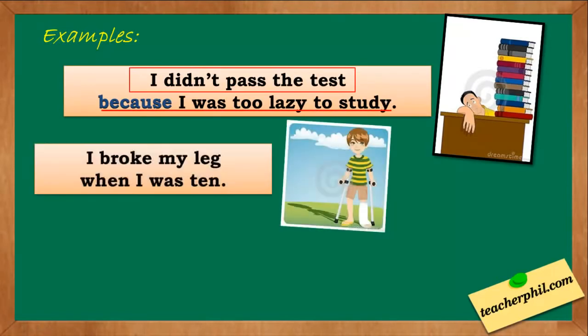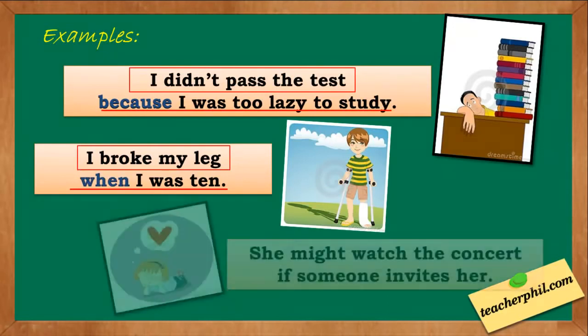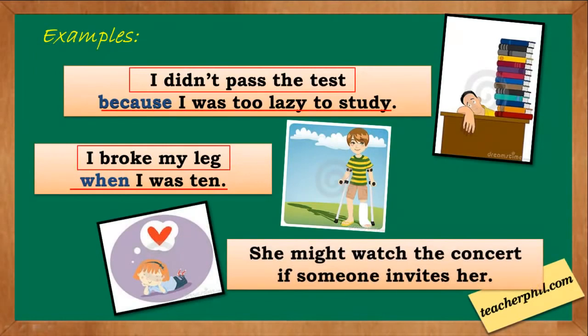Another one. I broke my leg when I was 10. The independent clause here is I broke my leg. The dependent clause is when I was 10. When here is our subordinating conjunction. The third one. She might watch the concert if someone invites her. She might watch the concert is our independent clause. If someone invites her is our dependent clause. If is our subordinating conjunction.